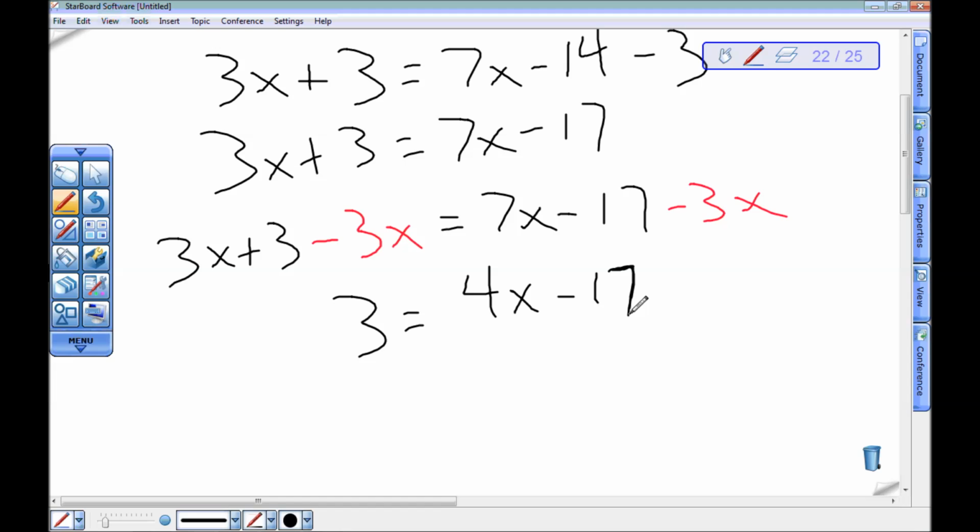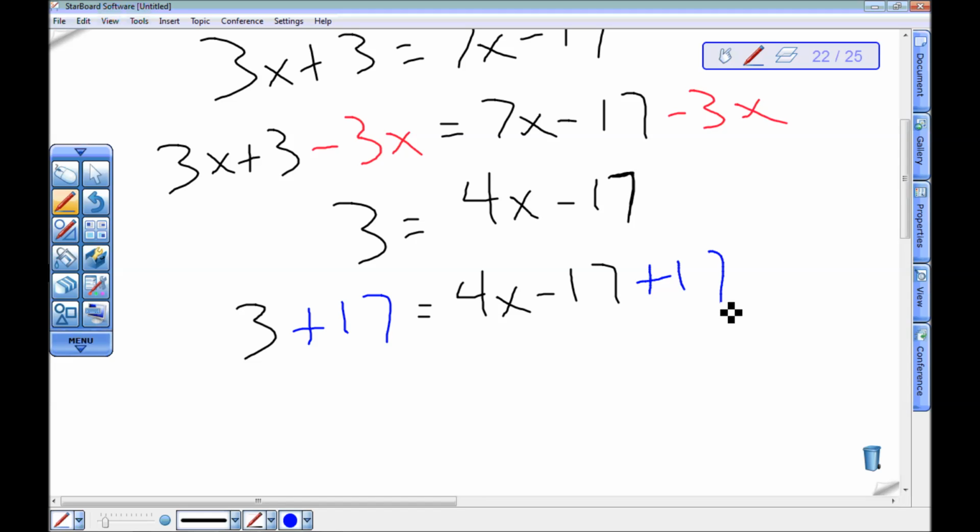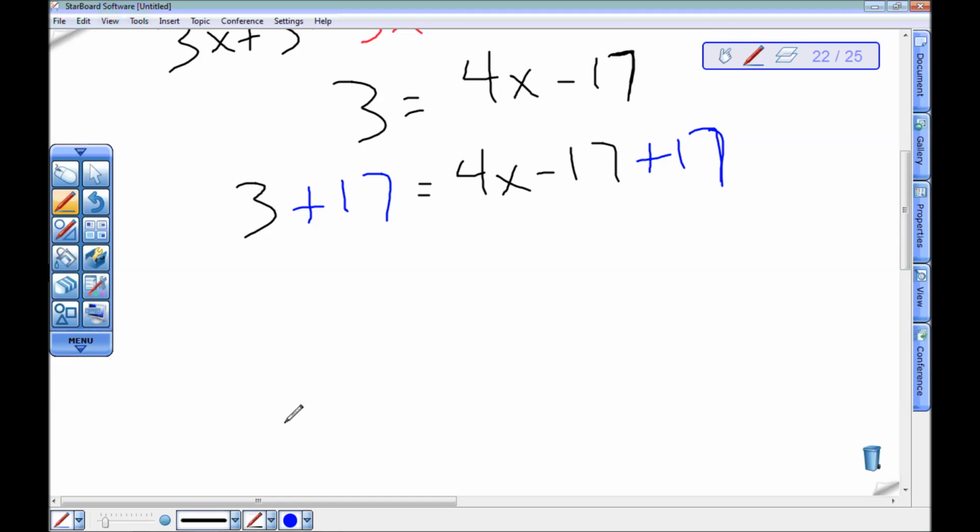Now, I need to get rid of that minus 17 because I want my x's by themselves. So I'm going to add 17 to both sides. So 3 plus 17 is equal to 4x minus 17 plus 17. Right? So that addition property of equality says I have to do the same thing to both sides, add the same number to both sides to keep my equivalent equations. 3 plus 17 is 20. 4x minus 17 plus 17 is 4x.